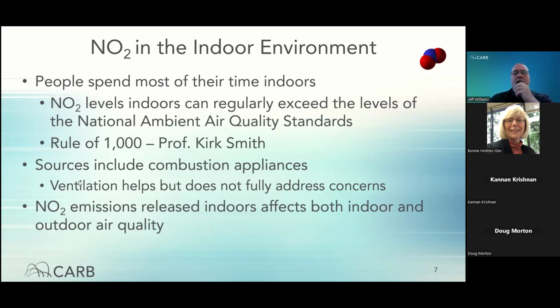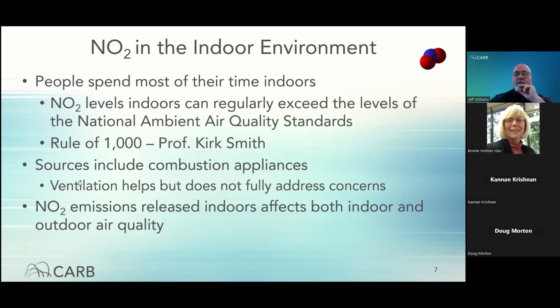We know from multiple time activity studies that people spend about 90% of their time indoors. There's also a significant body of research showing that indoor NO2 can commonly exceed levels that would be considered unhealthy outdoors. Professor and Nobel Peace Prize recipient Kirk Smith highlighted the exposure implications of these two facts when he stated that an amount of pollution released indoors produces about 1,000 times more exposure than the same amount released outdoors. Of course, this can vary by situation, but it's generally applicable.